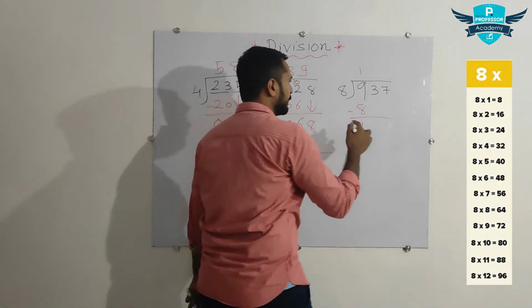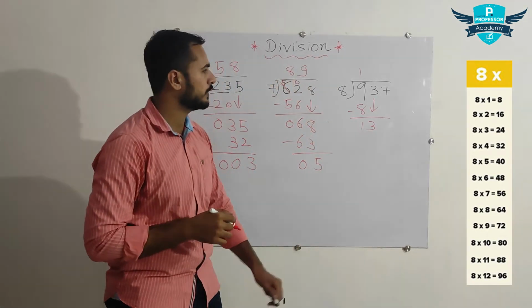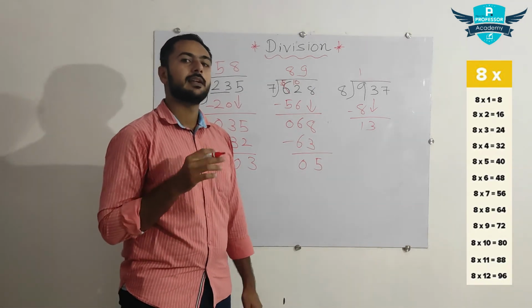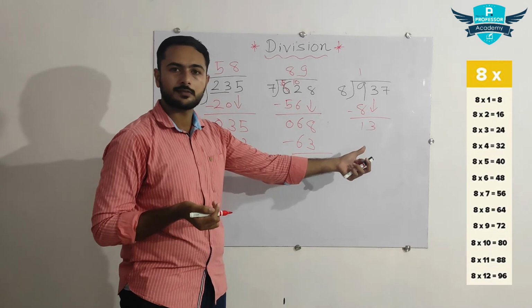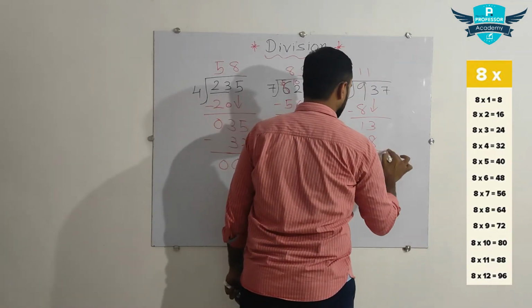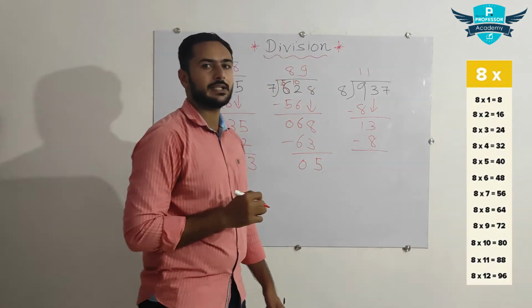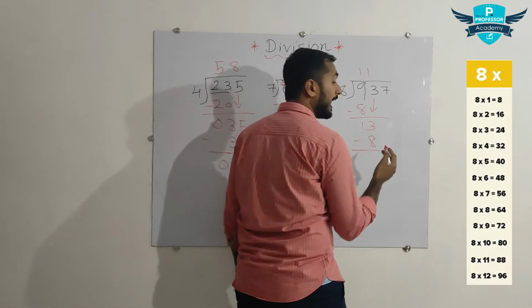Now what will we do? Bring the next number downwards, that is 13. So again, 8 ones are 8, 8 twos are 16. 16 is bigger than 13. So we need to use 8 ones are 8 only. 13 minus 8, see how we will do it.